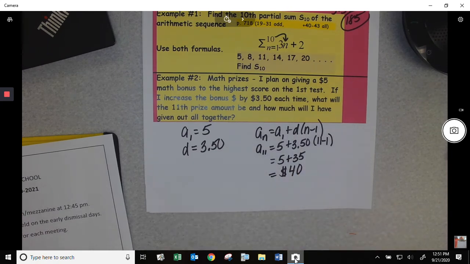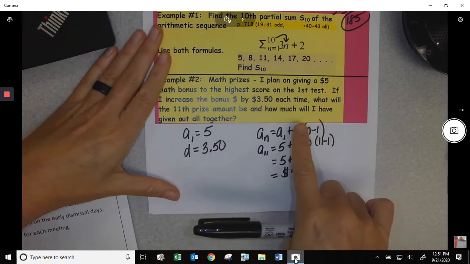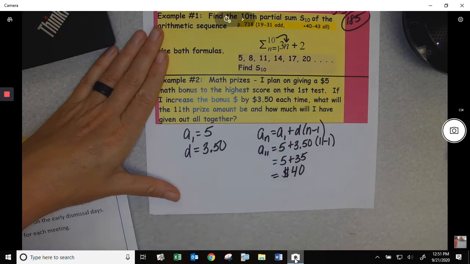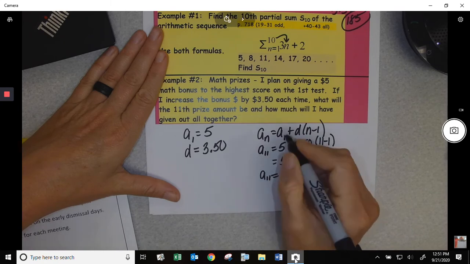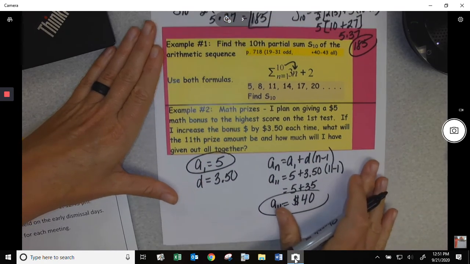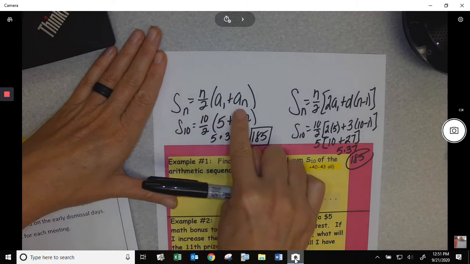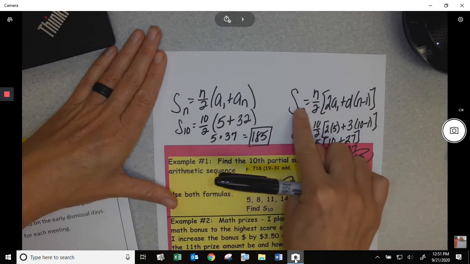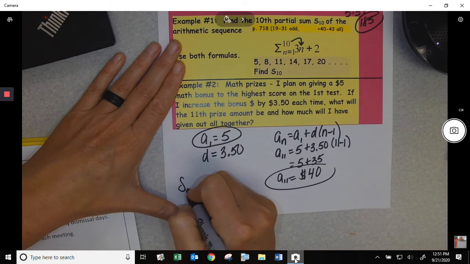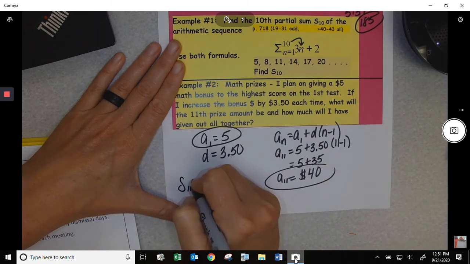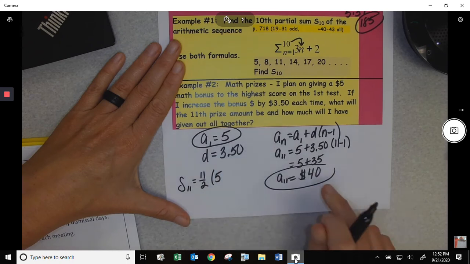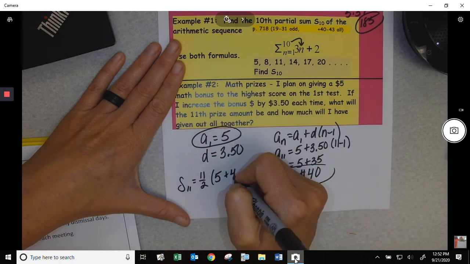I'm giving 11 tests. Next part says, and how much will I have given out altogether? Now, this is a personal preference. If I clearly have the first and the last, I like to use the shorter formula. Doesn't mean you can't use this one. I'm going to show the shorter one. So I'm finding the sum of the 11 tests, 11 over 2, and the first is a 5. My last prize I'm giving is 40.